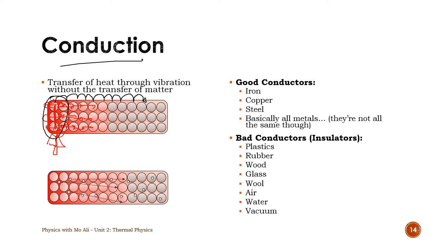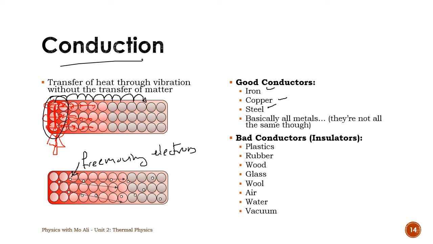It's quite simple, really. But we have two different types of conductors, good conductors and bad conductors. Good conductors are things like iron, copper, steel, aluminum, nickel. Basically, all metals are good conductors. And that's because metals have something else inside them. They have what we call free-moving electrons.